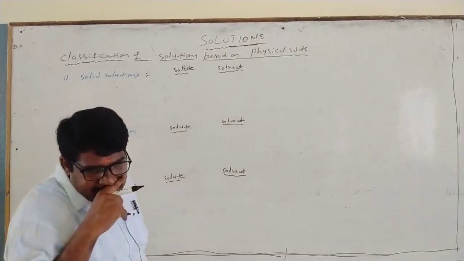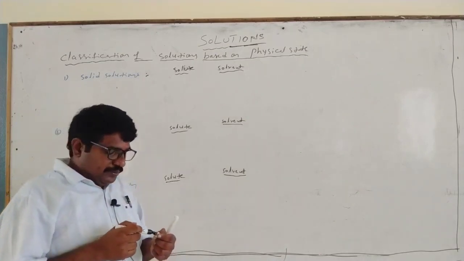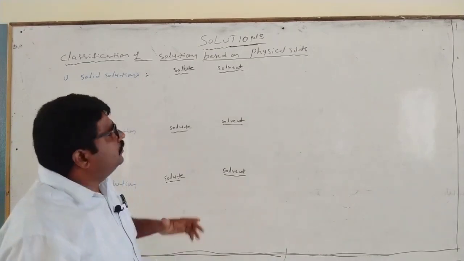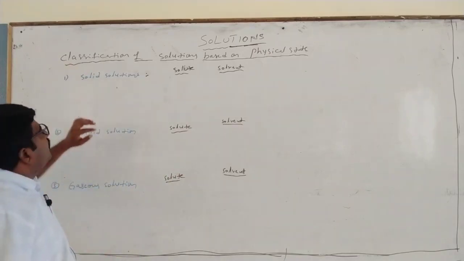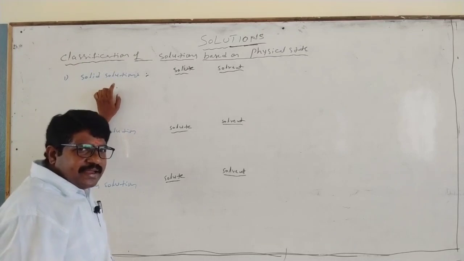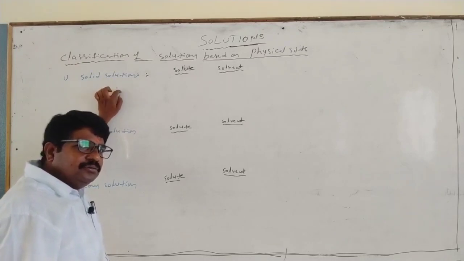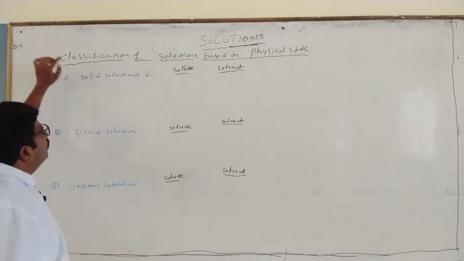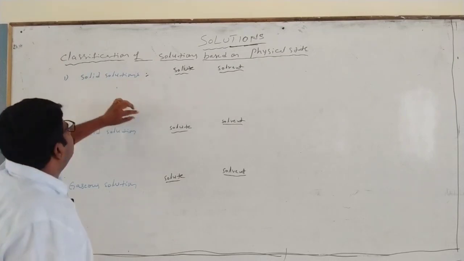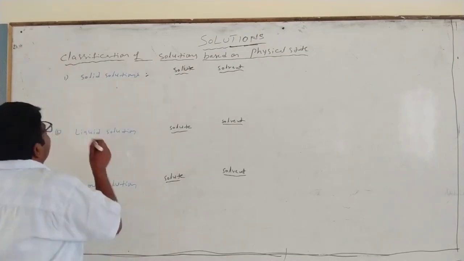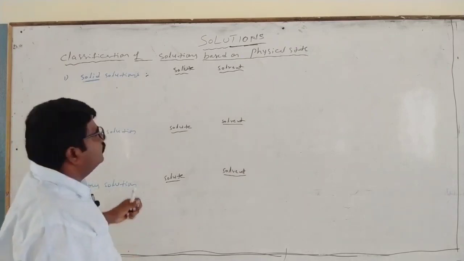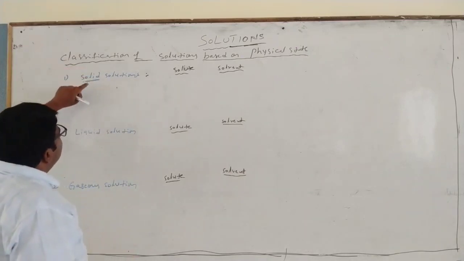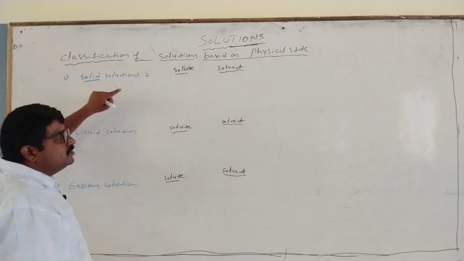So solutions are classified into three types. Those are what? Solid solutions, liquid solutions, gaseous solutions. Solid solutions are again classified into three types. So solid solutions means a solid always in a solvent. So in solid solutions, solid is always the solvent only.